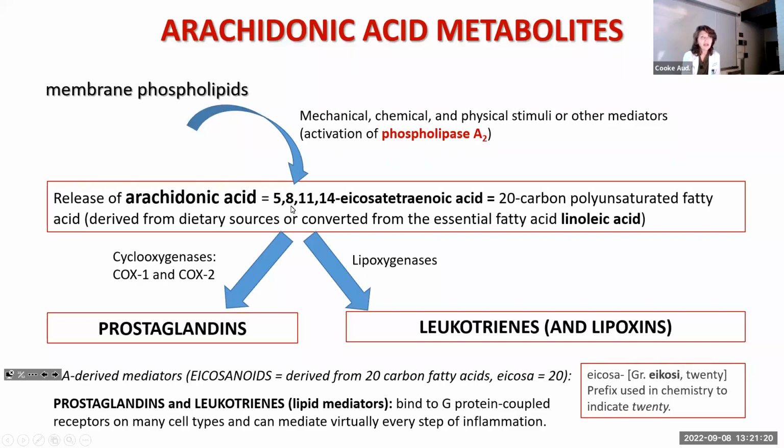In turn, arachidonic acid will be converted either into prostaglandins under the action of these enzymes, cyclooxygenases, COX-1 and COX-2, or under the action of lipoxygenases will be converted into leukotrienes and lipoxins. So these two classes are called lipid mediators.